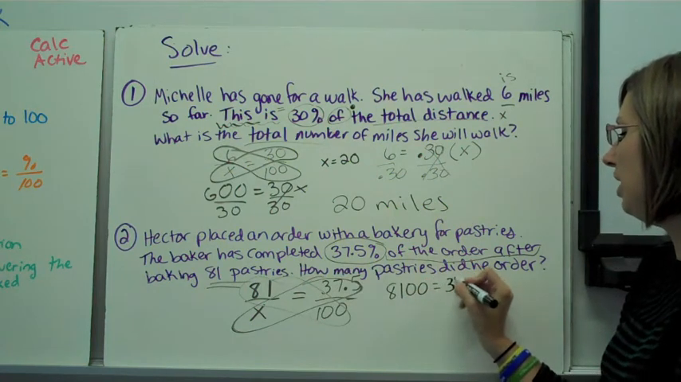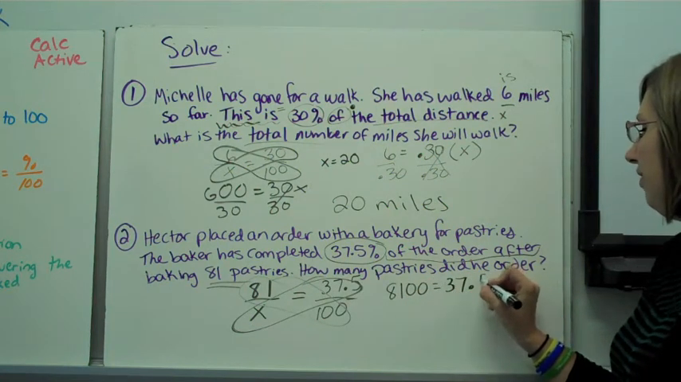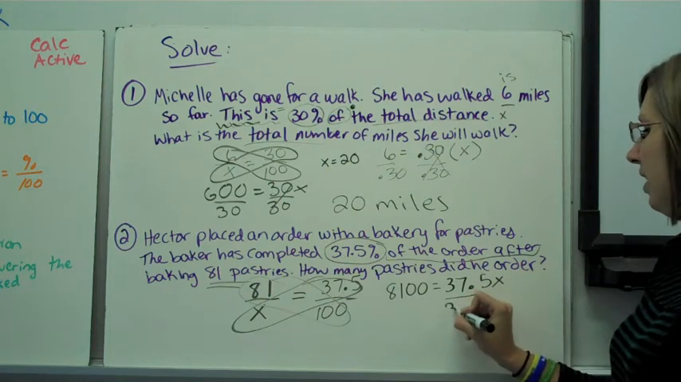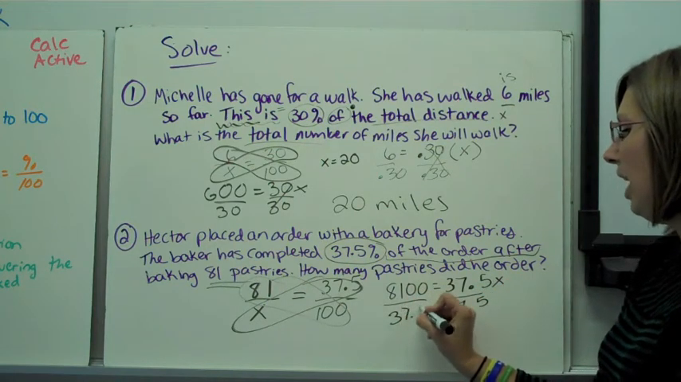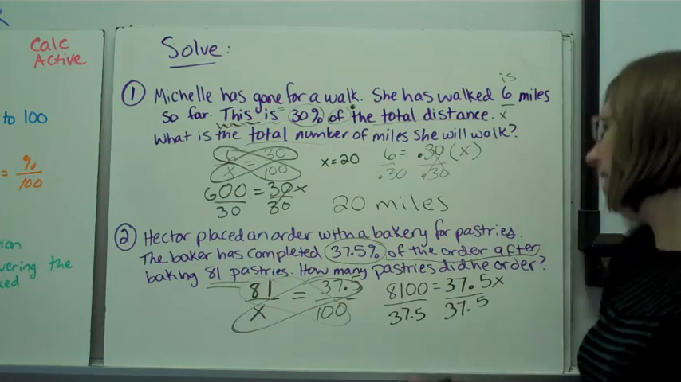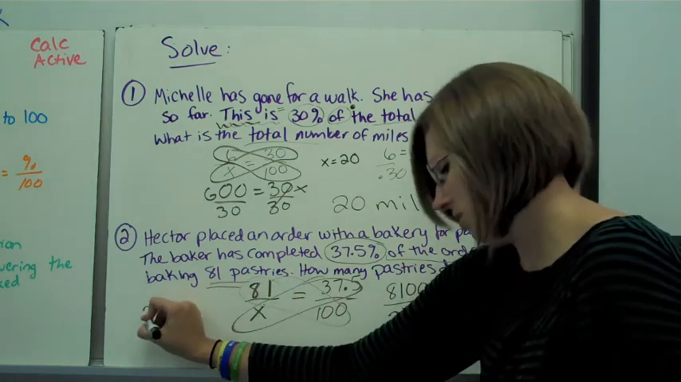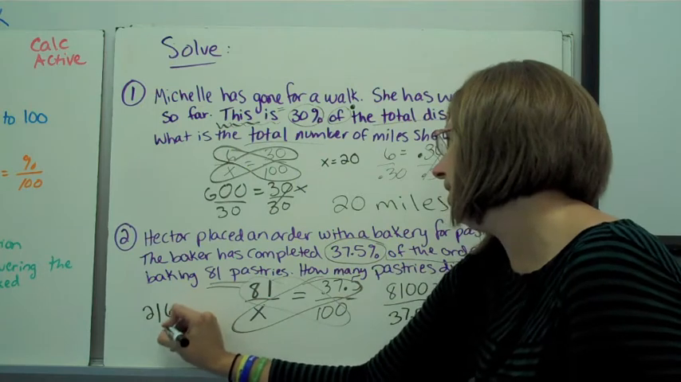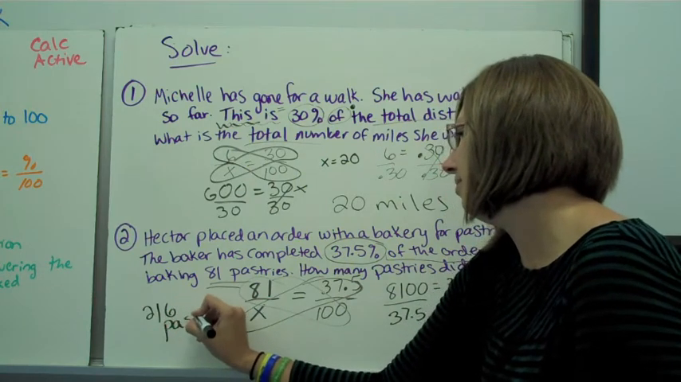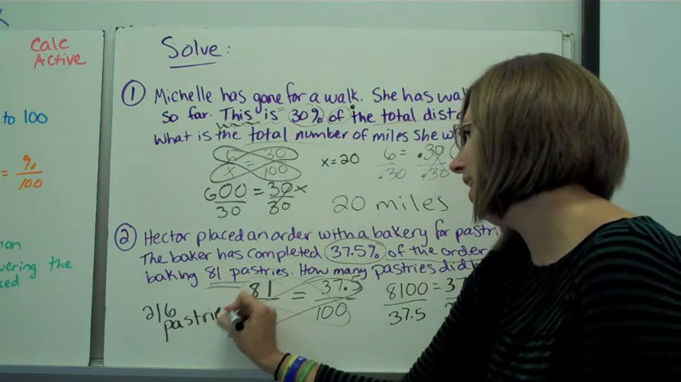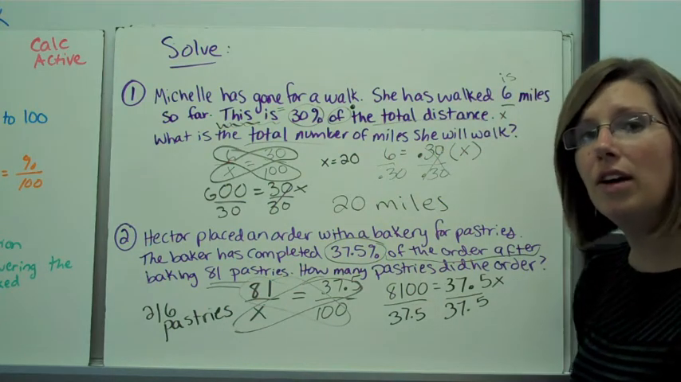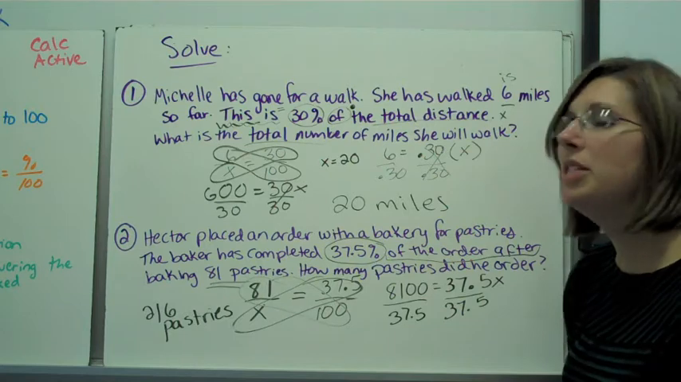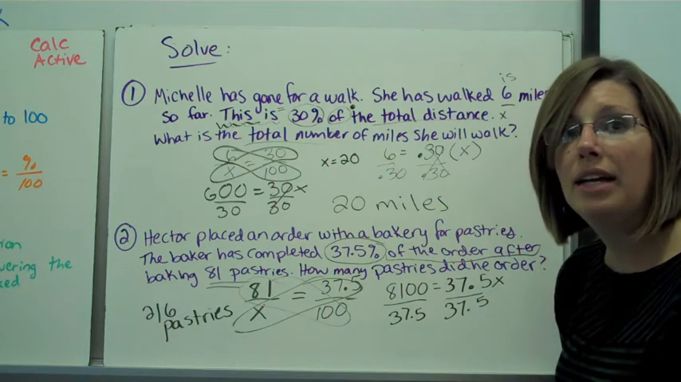8100 equals 37.5x. Divide by 37.5, and you'll find out that the answer is 216 pastries. Don't forget those units.